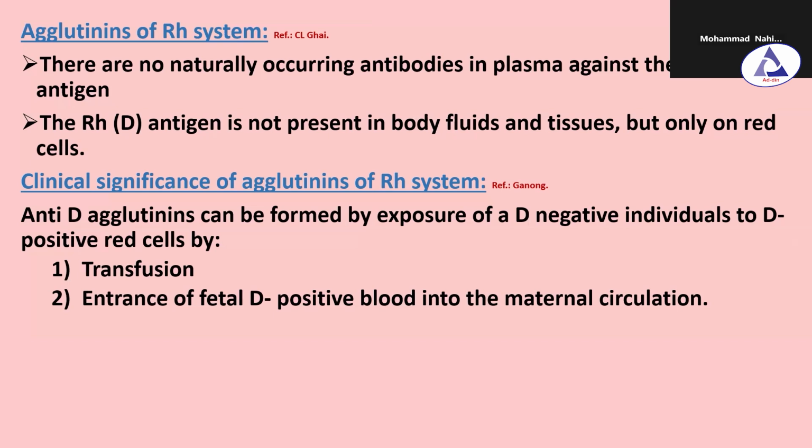And the second difference is that the mismatched blood transfusion reaction in the ABO blood group system is more acute and severe. But in the RH blood group system, the mismatched reaction will be more delayed and less severe. Now, what are the clinical significances of agglutinin of the RH system? Anti-D agglutinin can be formed by exposure of a D negative individual to D positive red cells by transfusion of blood or by entrance of fetal D positive blood into the maternal circulation.